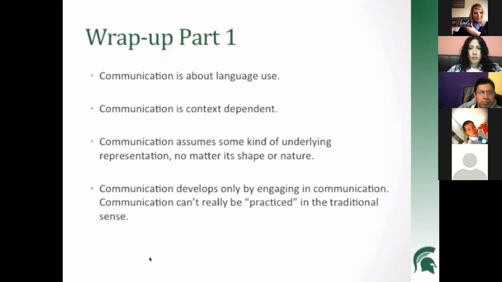And finally, communication develops only by engaging in communication. You can't really practice communication in the traditional sense. So in other words, just like mental representation evolves over time based on your exposure to input, communication evolves and develops over time because you've been engaged in communication.